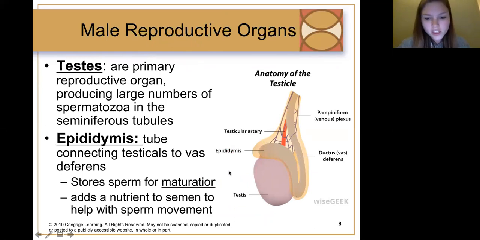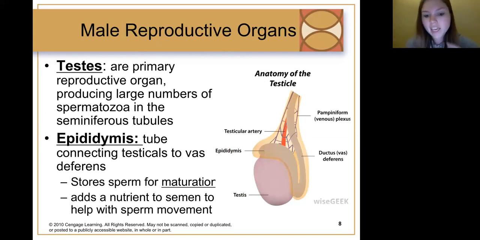So that picture is kind of everywhere. But the epididymis stores the sperm for maturation. I think that end got a little bit cut off there. And it adds a nutrient to the semen to help with the sperm movement. So the sperm will be stored in the epididymis prior to ejaculation.